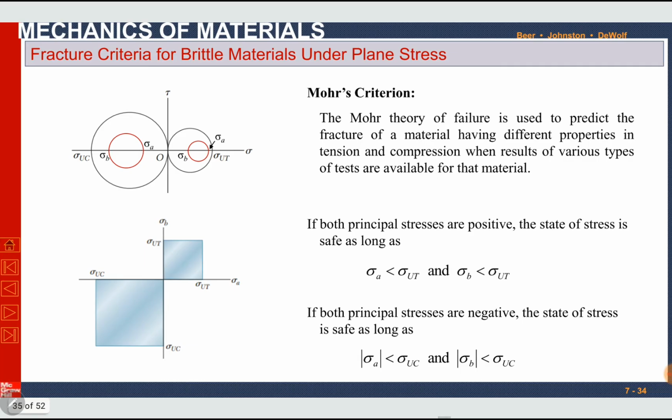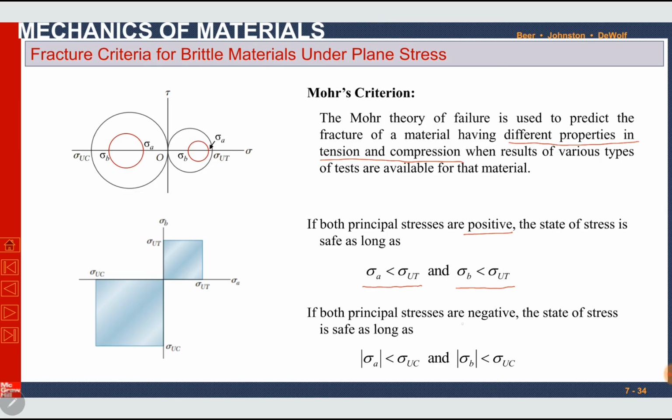Then to counter it, we have another theory, Mohr's criteria. Mohr's theory of failure is used to predict fracture of a material having different properties in tension and compression. So the shortcoming of the previous theory has been covered in this theory. Rest of the things are the same. If both principal stresses are positive, the state of stress is safe as long as sigma A is less than sigma ultimate tension and sigma B is less than sigma ultimate tension. T is for tension. So if both the stresses are positive, they are tensile, so they both should be less than sigma ultimate under tension.